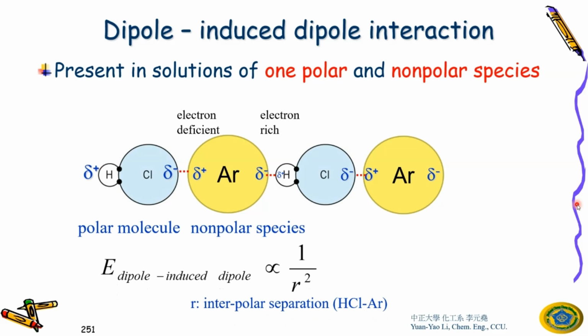How about the energy? Again, the energy is proportional to the reciprocal of R squared, where R is this distance. If this is closer, then the energy will be high. If this is far, that means R is large, then the energy will be low.